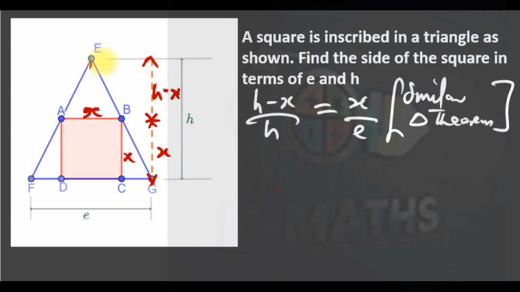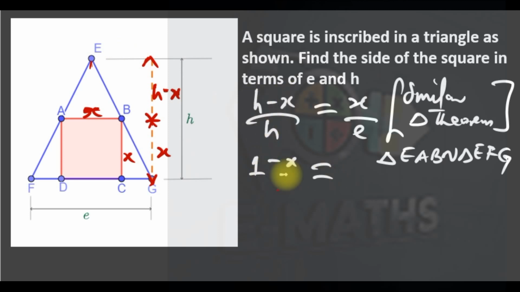That's because triangle EAB is similar to triangle EFG. This small triangle is similar to the big one. So let's simplify. This is 1 minus x over h, and we have x over E.